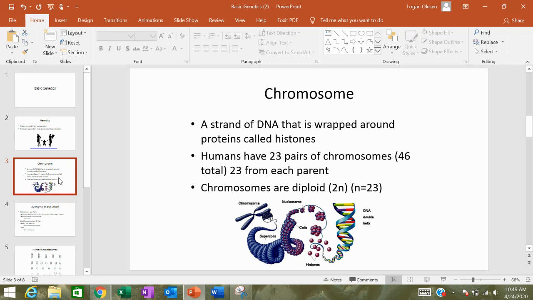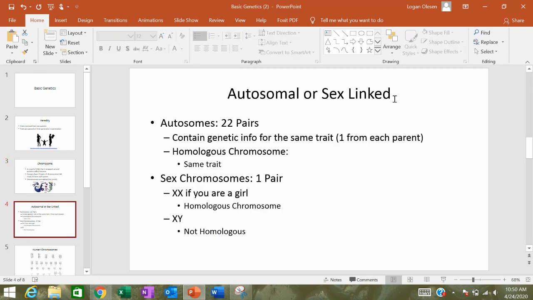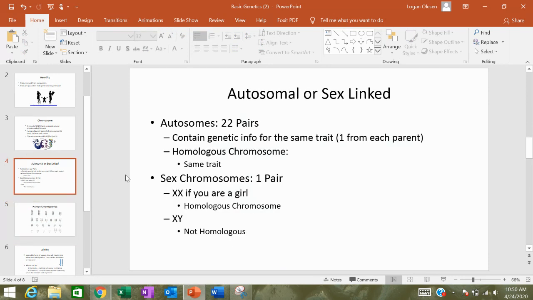Now, in a human body, we have 23 pairs of chromosomes. So we have 46 total chromosomes: 23 that come from your mother, 23 that come from your father. 23 plus 23 gives you 46. Okay. And chromosomes are considered diploid. So if you see this little logo right here, this 2N, it's trying to tell you that it is diploid.